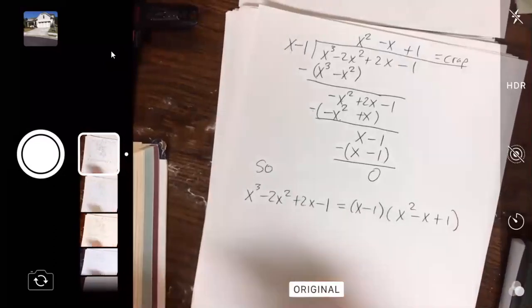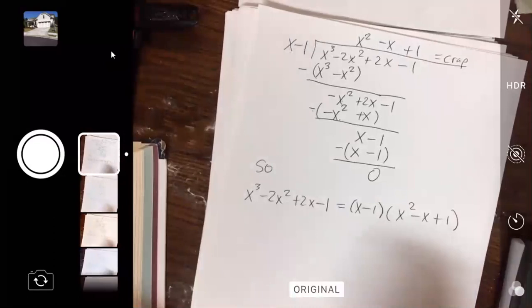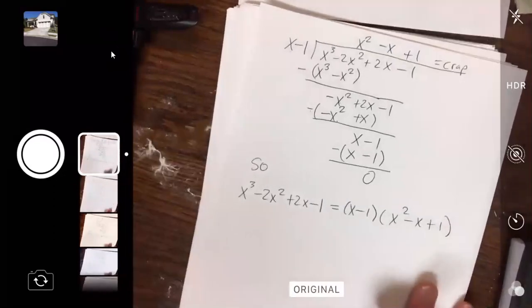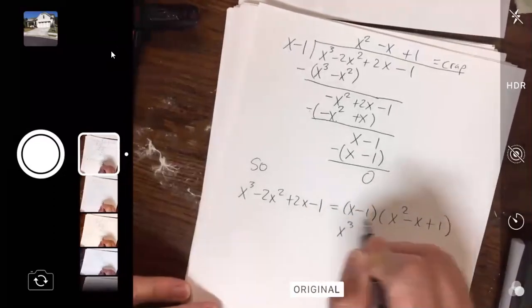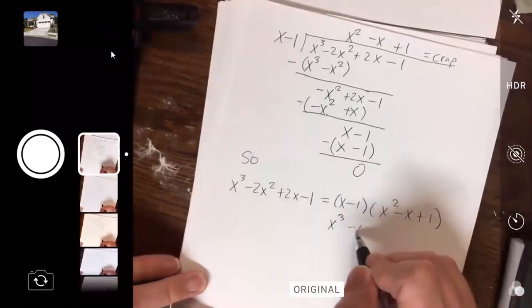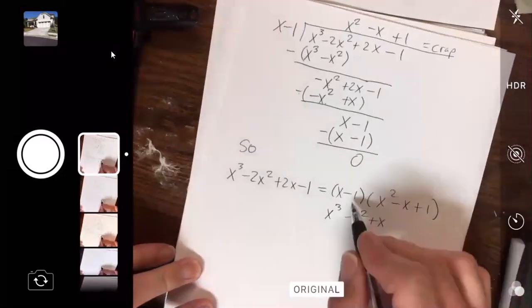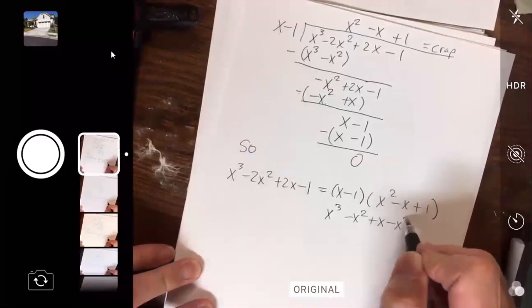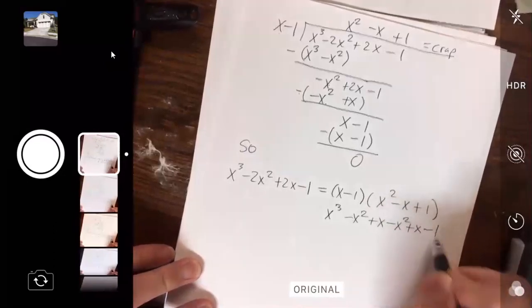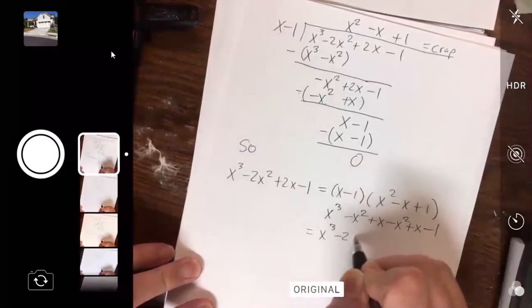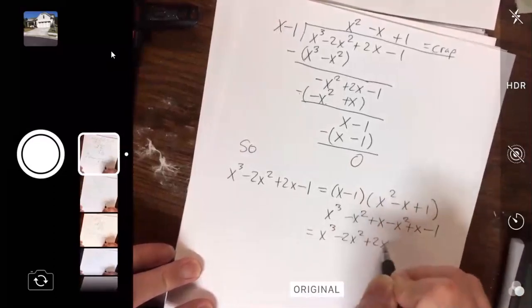Do I need to do that, or do you believe? What the heck? I want to see it. You want to see it. Got it. If it doesn't work, I'll quit on the spot. I get x cubed. I'm distributing the x through. Minus x squared, add x. Then minus 1 just switches all the signs. Minus x squared, add x, and minus 1. Which gives me x cubed minus 2x squared plus 2x minus 1.